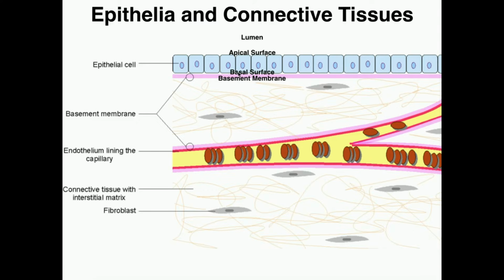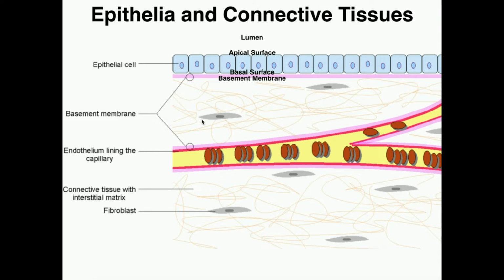And associated with the basal surface is the basement membrane, which is this solid pink line right here. So the basement membrane is sort of an anchor that anchors these epithelial cells or the tissue to the underlying connective tissue. So the basement membrane in some ways is like the glue that sticks those two together. And the side of the cells that faces the connective tissue is the basal surface.